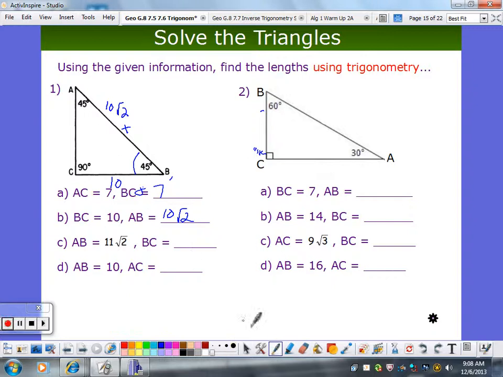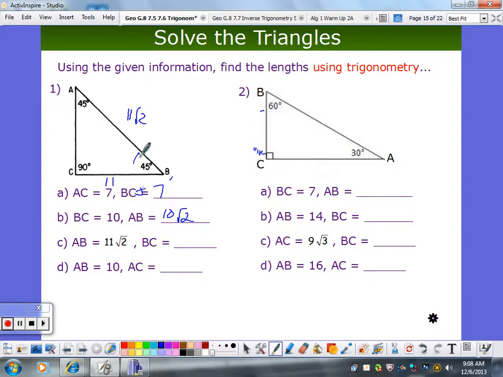11 rad 2 is what, AB? So what's BC going to be, just knowing what we know? You guys sound very sleepy today. Yeah, what's it going to be? Yeah? 11, because I divide by the square root of 2.